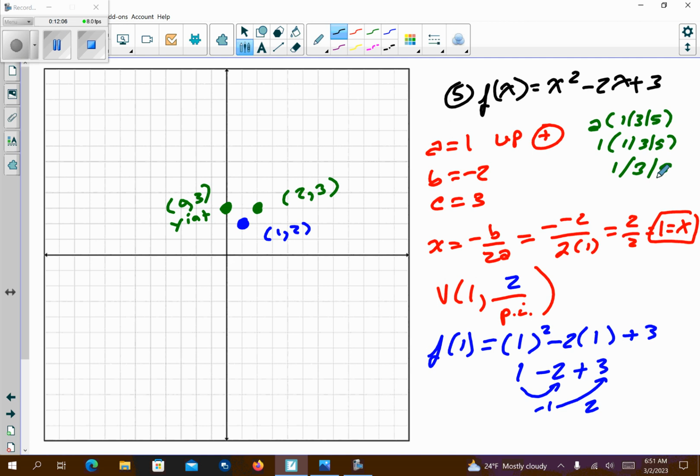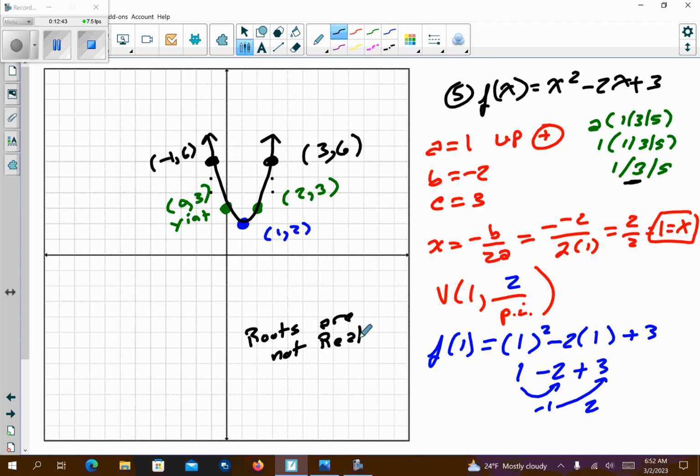We're then going to go up 3. So for my green dots, right 1, up 3, which takes me to the point 3 comma, let's see, 1, 2, 3, 4, 5, 6. And left 1, up 3. That takes me to negative 1 comma 6. So notice this parabola opens up. It doesn't even cross our x-axis at all. So our roots on this particular problem, because it doesn't cross the x-axis, are not real.